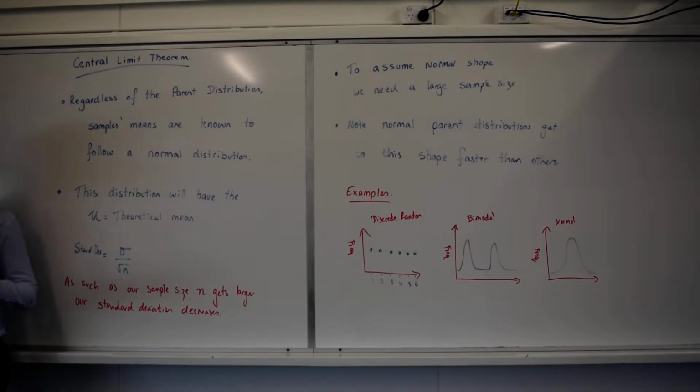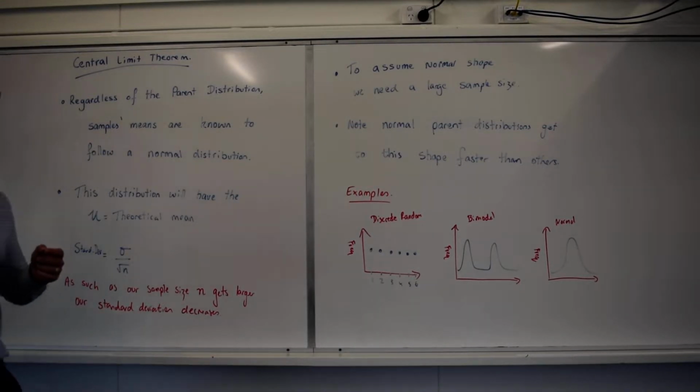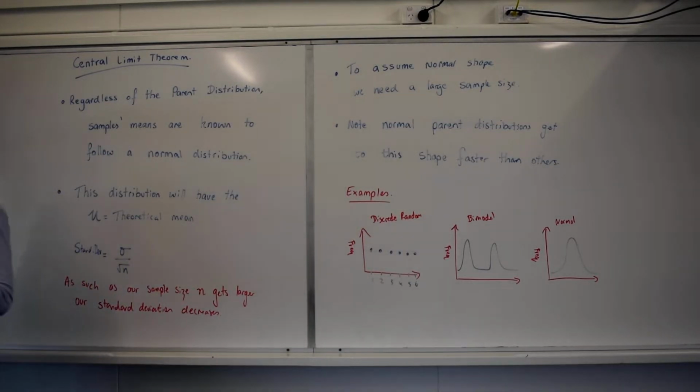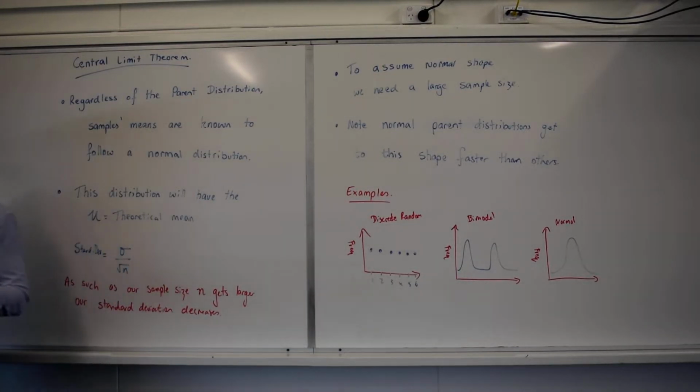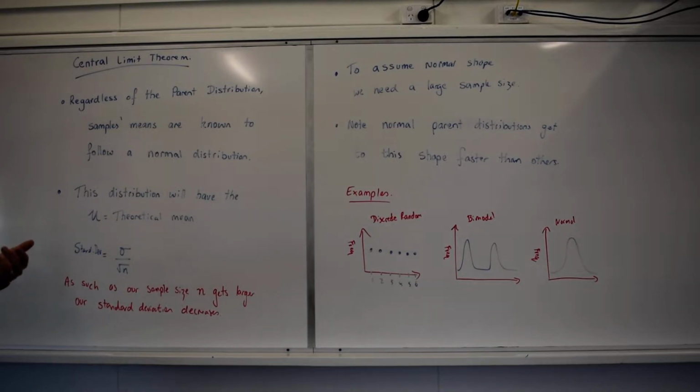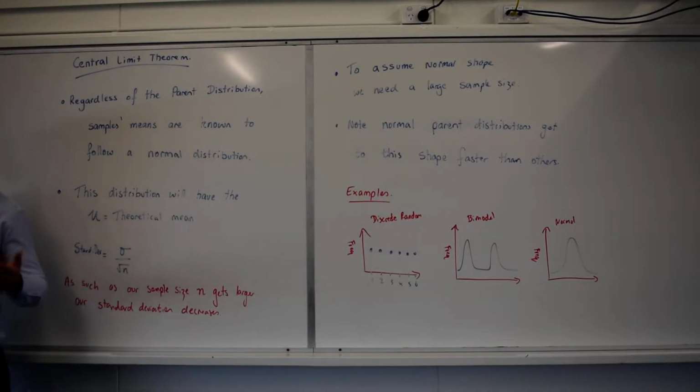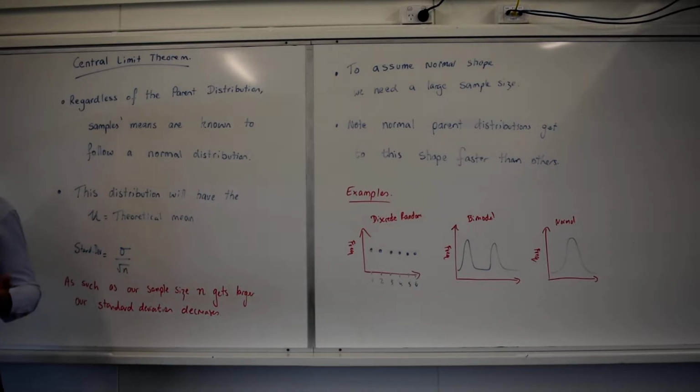So I'll just say that again. Regardless of the type of distribution of the parent population. So an example might be rolling the dice. When I roll the dice, every option is equally likely, correct? What's the likelihood of rolling a 1, 2, 3, 4, 5? What's that probability? 1 in 6. What's the mean of that? The theoretical mean? 3.5, correct? 3.5 is the theoretical mean.